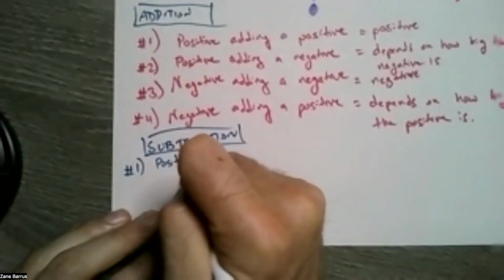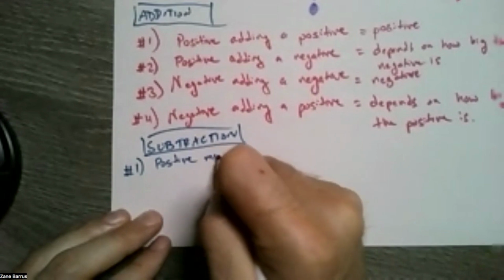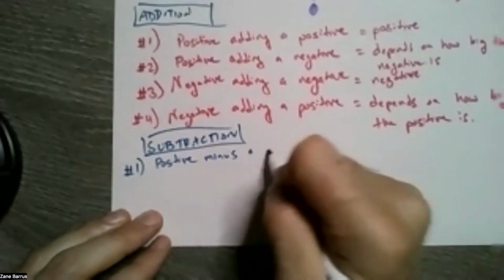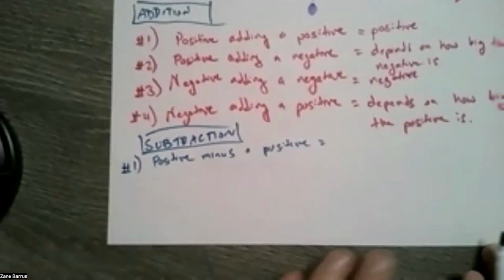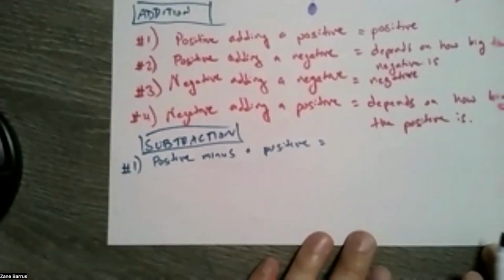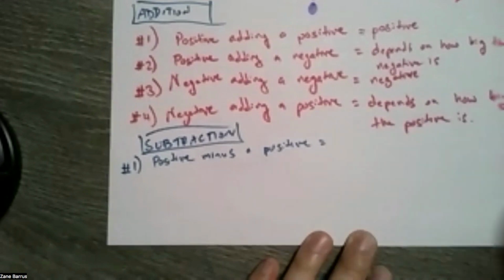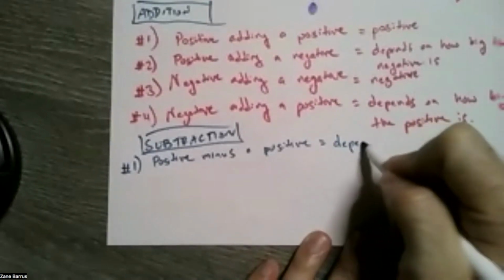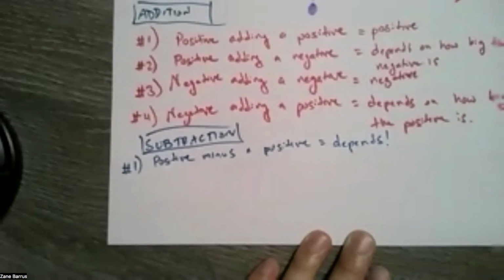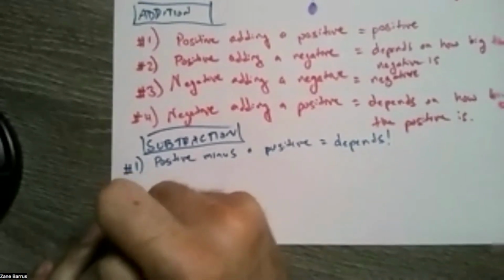So what if we did a positive minus a positive? What's that going to be? Well, it could be a positive or it could be a negative. Okay, so it just depends, once again, on how big the positive is. Depends, right?